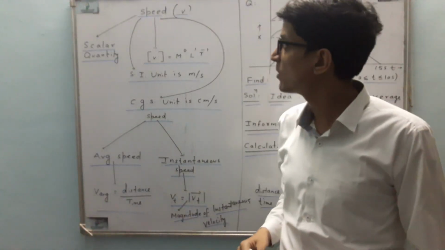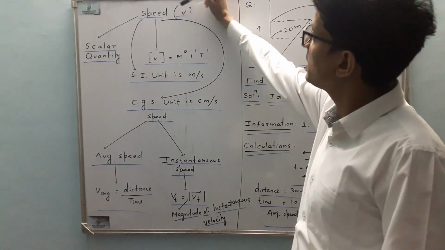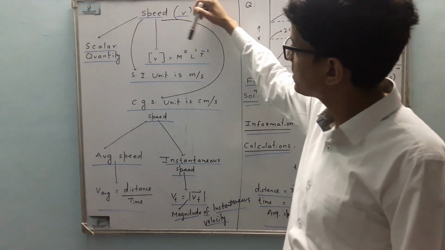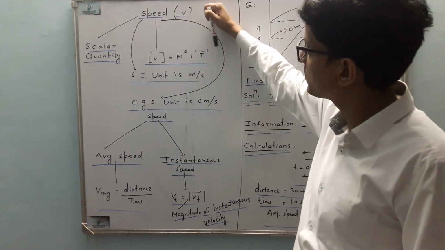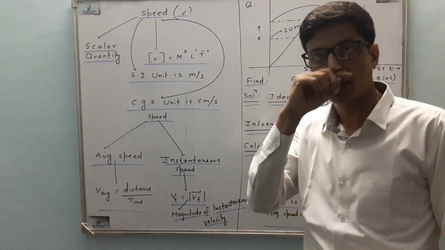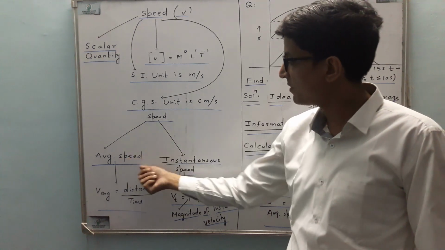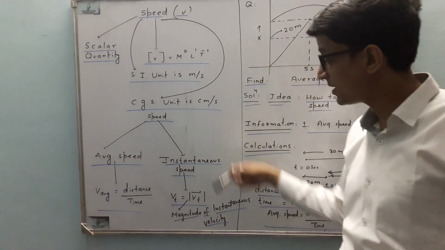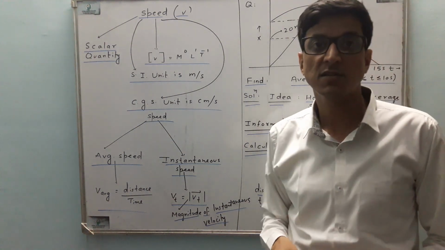Let's discuss today about speed. Speed is represented by the symbol V. It's a scalar quantity. It has dimensions M⁰ L¹ T⁻¹, and SI unit meter per second and CGS unit centimeter per second. Speed can be categorized as average speed and instantaneous speed. Average speed is distance by time, and instantaneous speed is the magnitude of instantaneous velocity.